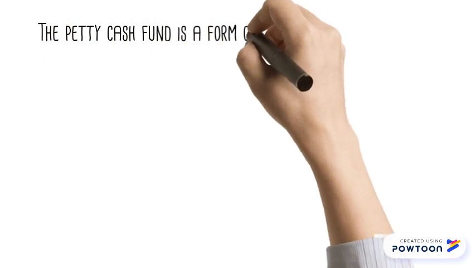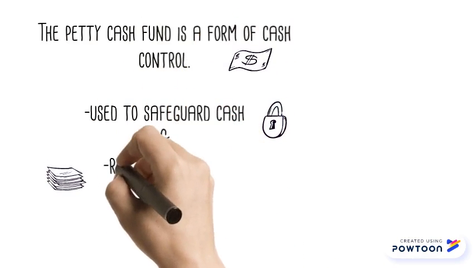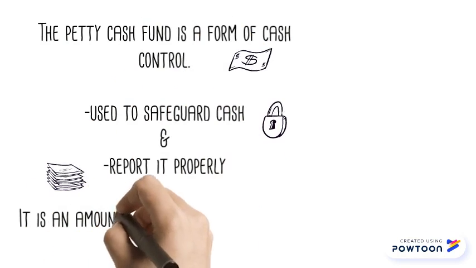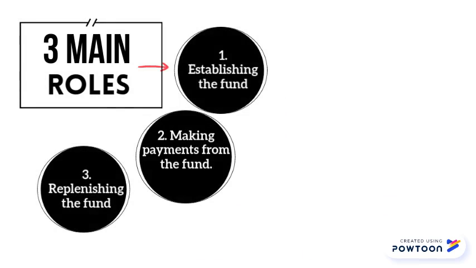The petty cash fund is a form of cash control. It is used to safeguard cash, report it properly, and essentially is an amount of cash on hand to pay for minor expenditures. Its main roles include establishing the fund, making payments from the fund, and replenishing the fund.